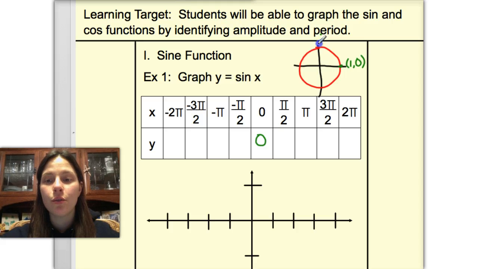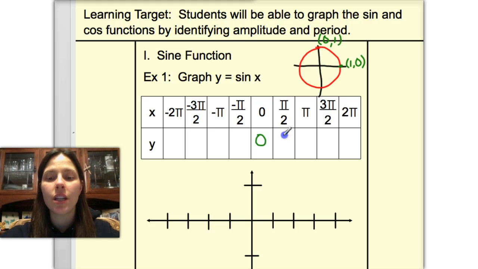Up at pi over 2, the ordered pair is 0, 1. So at an input of pi over 2, the sine of pi over 2 is 1. Over at pi, we have -1, 0. Sine value is back to 0. Down at 3 pi over 2, we have 0, -1. So the sine value is down to -1. And of course, back over to 2 pi is where we started, so we have a sine value of 0.